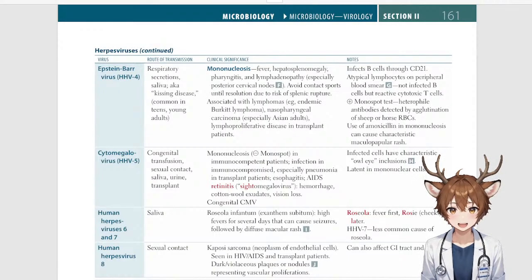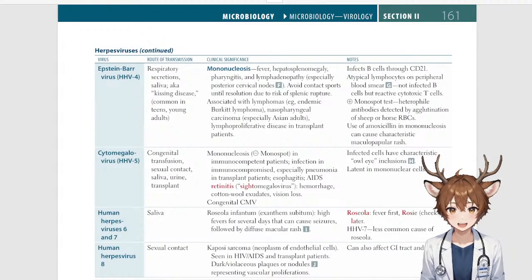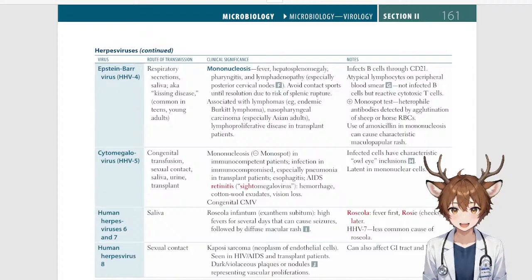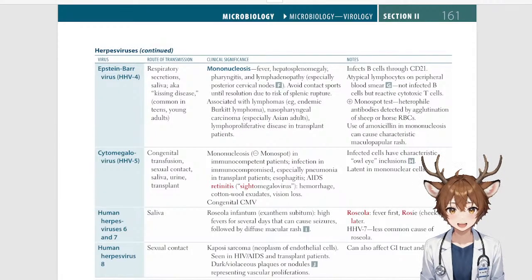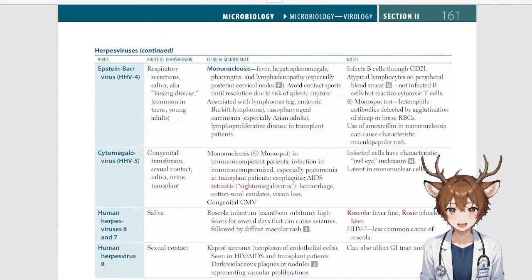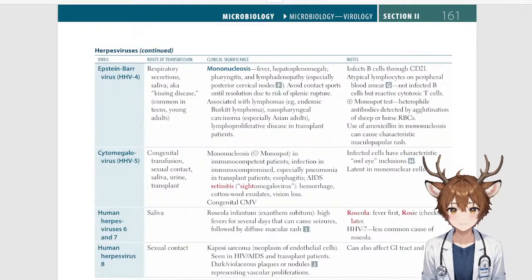So human herpesvirus 8, HHV8, is spread by sexual contact and causes Kaposi sarcoma, a neoplasm of endothelial cells seen in HIV/AIDS and in transplant patients. It appears as dark violaceous plaques or nodules representing vascular proliferations. It also supposedly resembles a Bartonella henselae infection. It can also affect the GI tract and lungs.